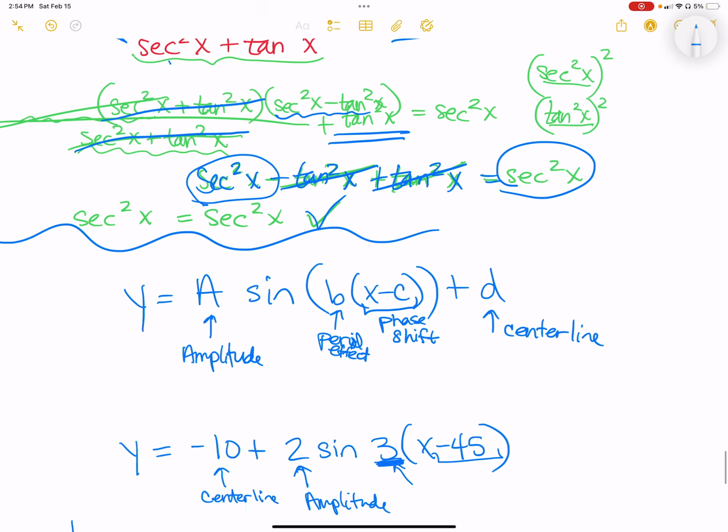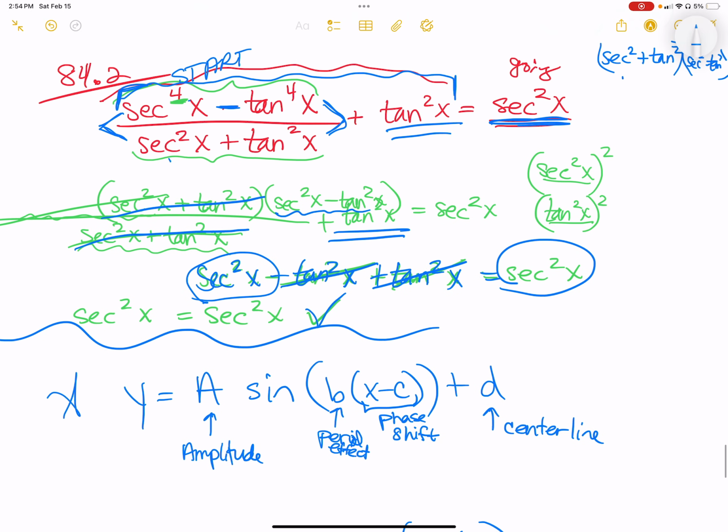Here's the equation. The general form of the equation for a sinusoid is y equals a sine of b times x minus c, plus d. This is the general form of it, and here's what everything means. The coefficient of that sine is your amplitude. The coefficient of the x is the period effect. It's how the period is affected.